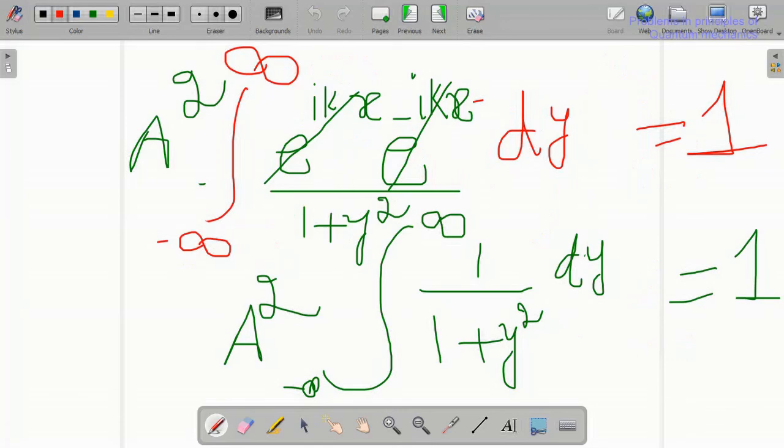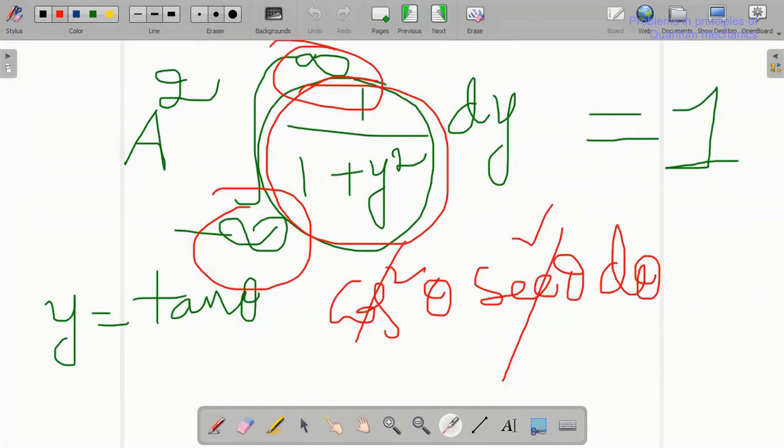By substituting the wave function, e power i k y into e power minus i k y becomes 1, and we have 1 by 1 plus y square. So this is a square into the integral from minus infinity to plus infinity dy by 1 plus y square. This reduces to a square times the integral from minus infinity to plus infinity of 1 by 1 plus y square dy is equal to 1.